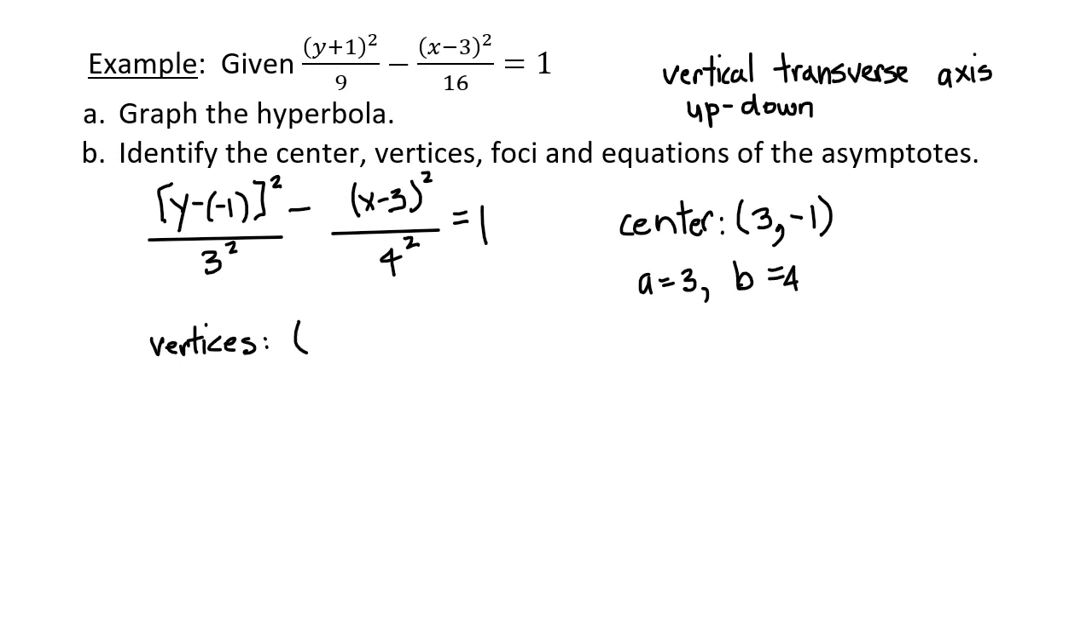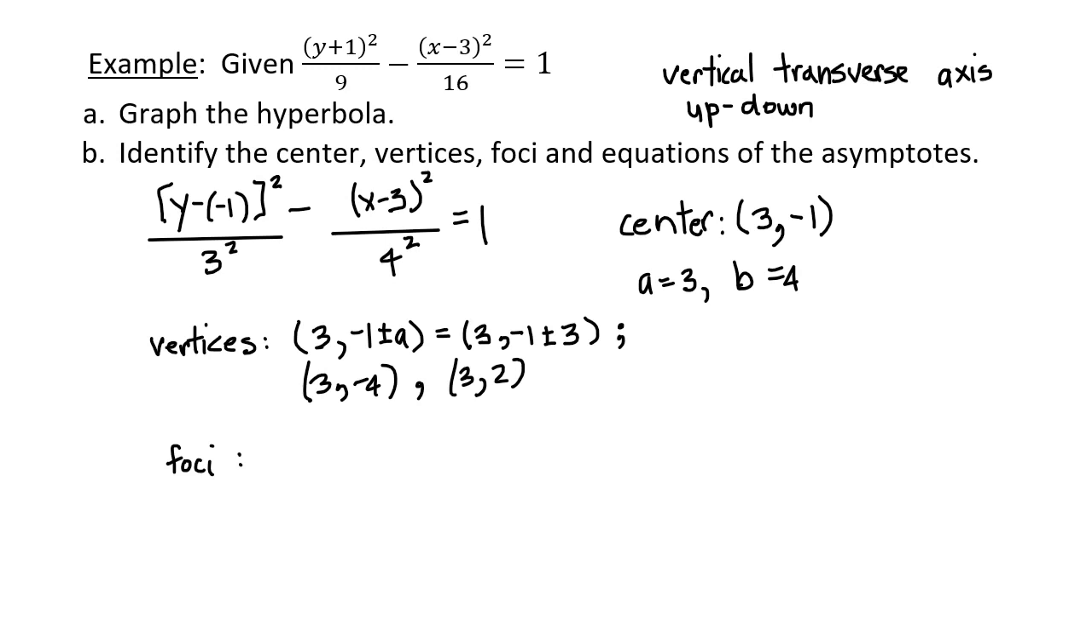The vertices are at the point 3 and then negative 1 plus or minus a. So I will have the point 3, negative 1 plus or minus 3. So the vertices will be the point x is 3 and y is negative 1 minus 3, so negative 4. And the point 3 and negative 1 plus 3, or 2. The foci will be at the point h, which is 3, and k, which is negative 1, plus or minus c. Now you remember that c squared equals a squared plus b squared. So in this case, c is going to be plus or minus 5.